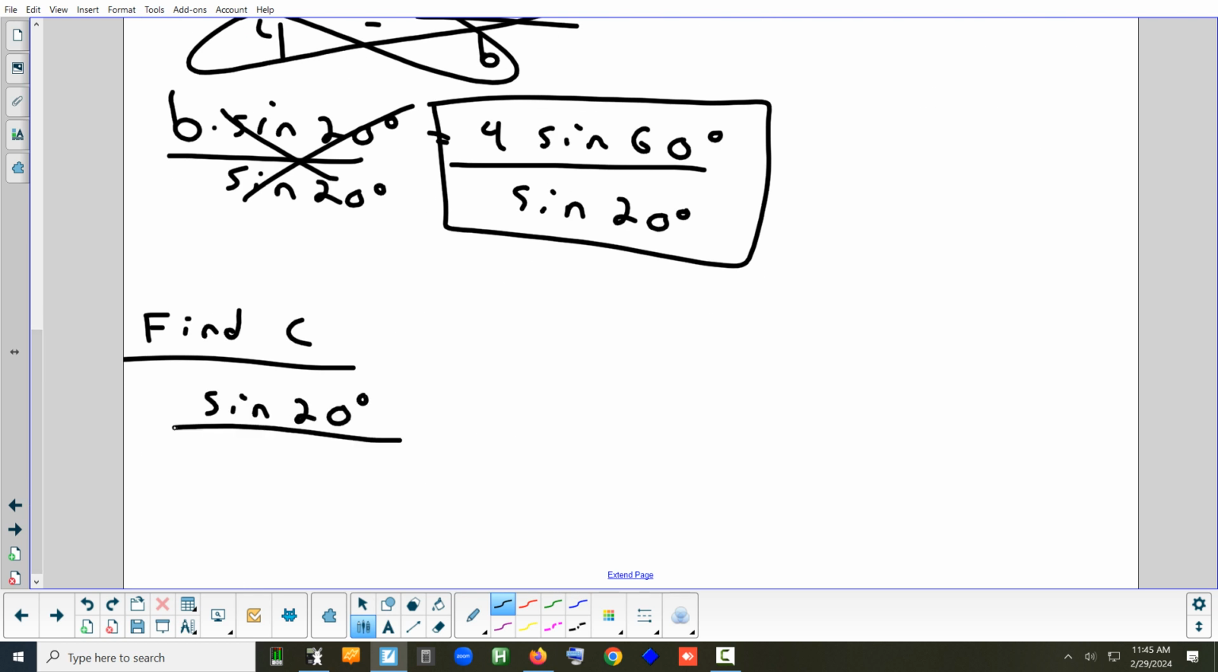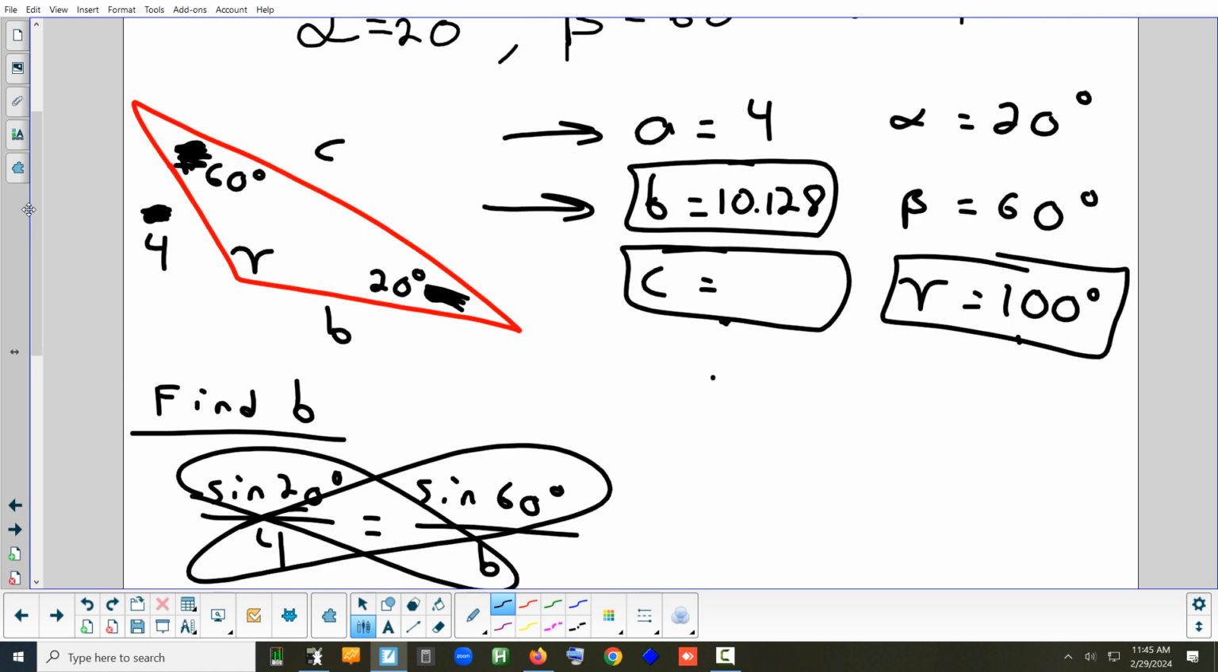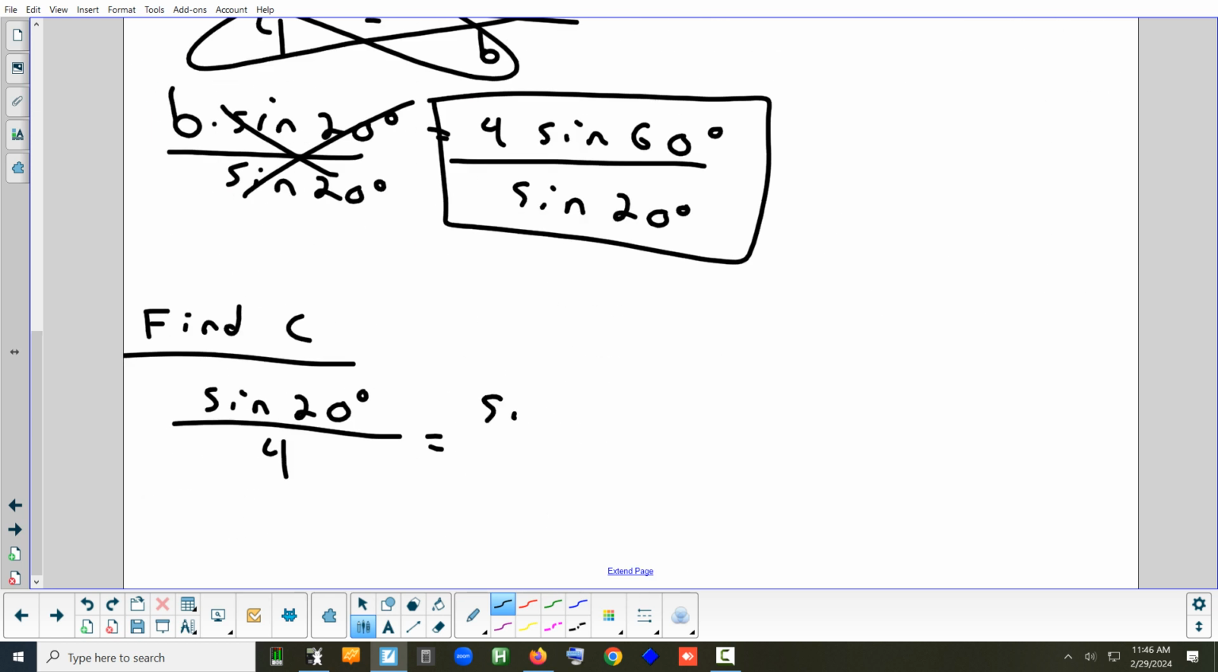What was A again? 4? Okay. So you always have to pick two rows. Use the row that was given, and we're trying to find this now. What's the law of sines that has the C and the gamma? What does that look like? Sine gamma over C.